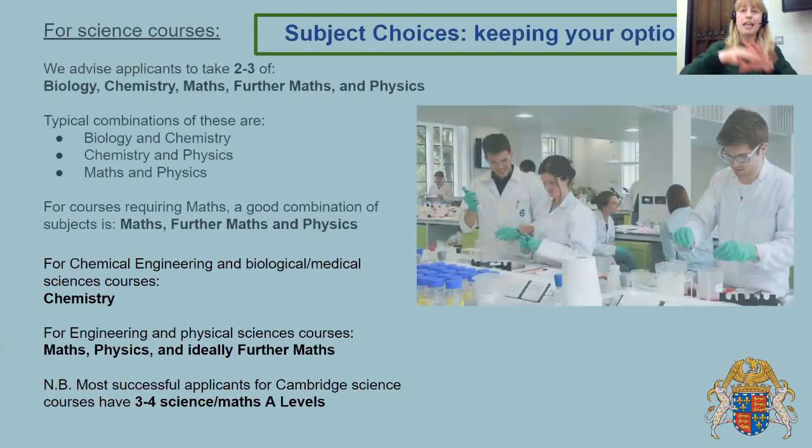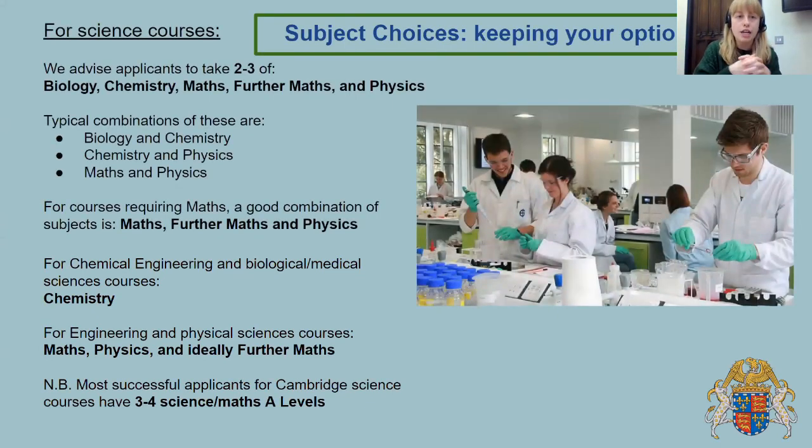Okay, so in terms of keeping your options open for your subject choices and what you're studying right now and where that can lead you and what you can study at university, this is some advice that we recommend. So for science courses, we would advise applicants to take 2 to 3 mathematical science subjects. So things like biology, chemistry, maths, further maths, physics. So these are like A-levels or equivalent qualifications in those subjects. You can have some quite typical combinations, biology, chemistry with physics, maths and physics. So you can sort of combine as you do there.